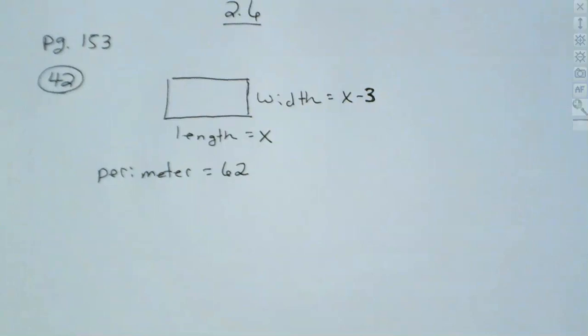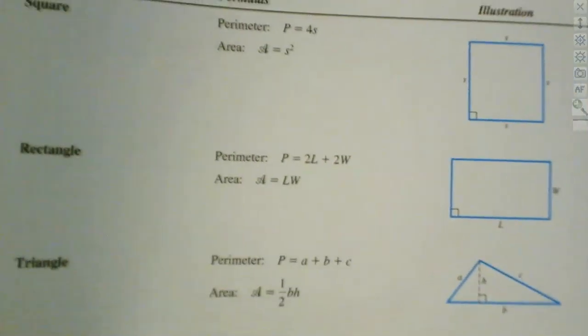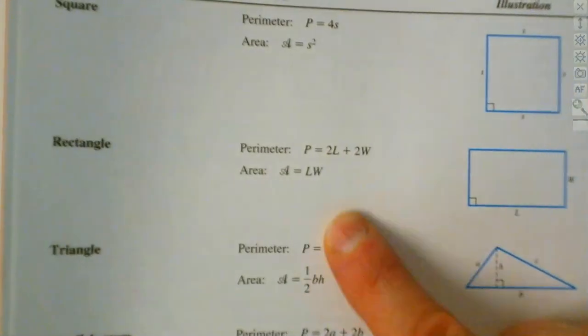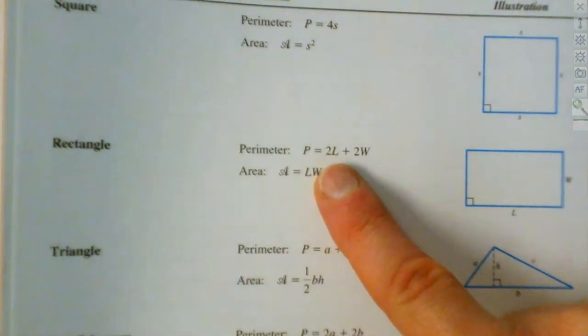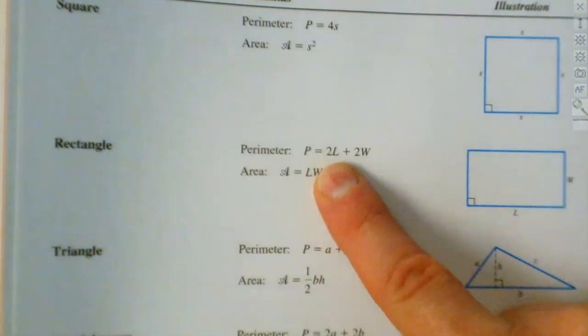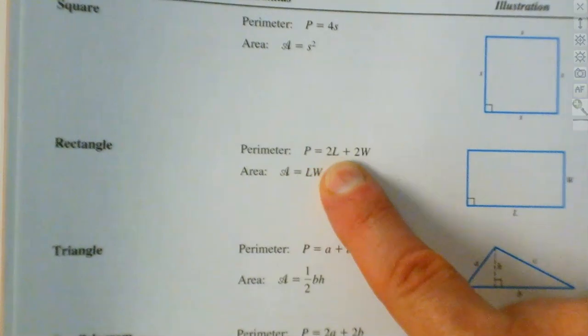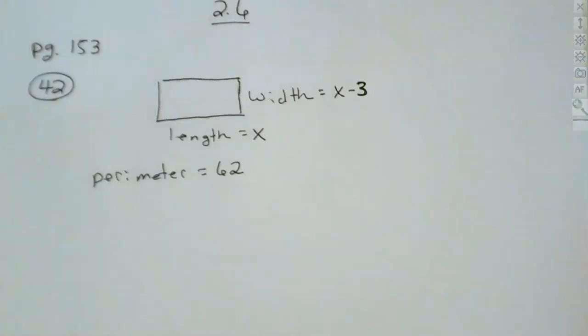Now we find the formula. You can either remember that the perimeter is simply adding up all the sides, or you can go to the back cover of your textbook and look up your formula. Okay, so here's our formula. Either add up all 4 sides or use your formula. This is a rectangle, so the formula for the perimeter is P equals 2L plus 2W.